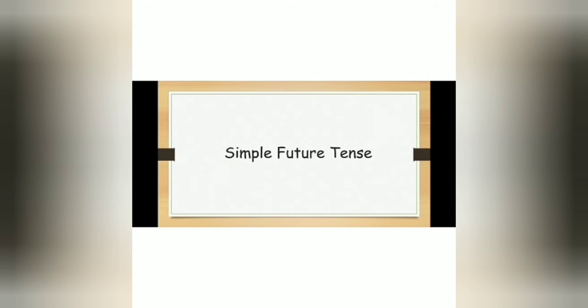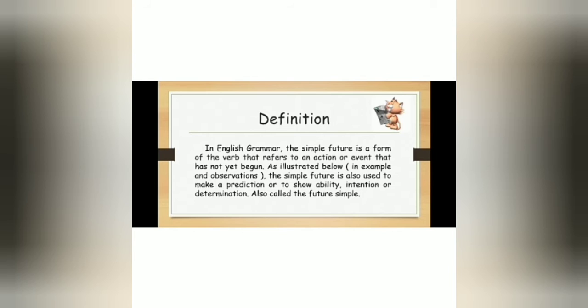Let's get started. Definition: simple future tense. In English grammar, the simple future is a form of the verb that refers to an action or event that has not yet begun. As illustrated below in example and observation, the simple future is also used to make a prediction or to show ability, intention, or determination, also called the future symbol.